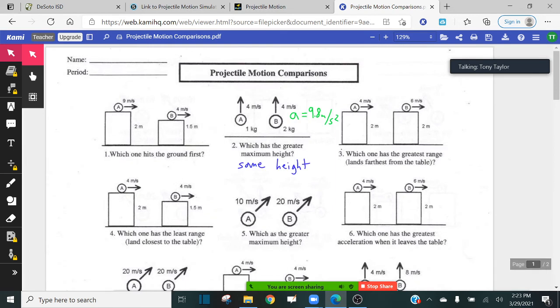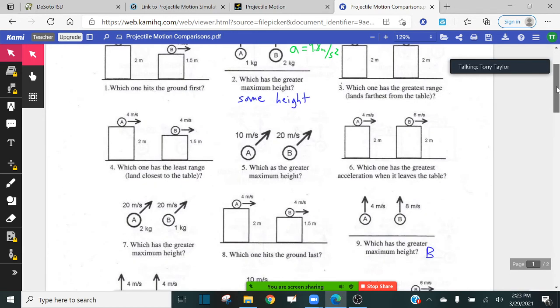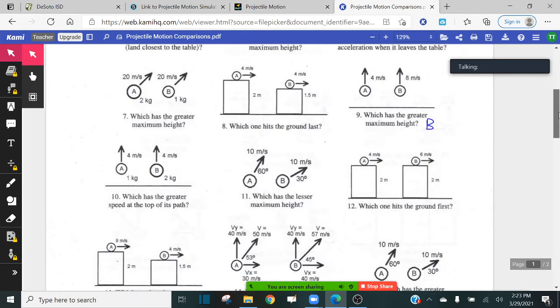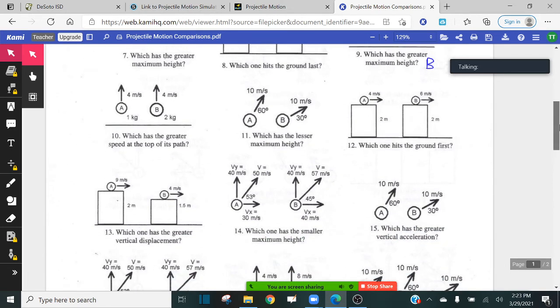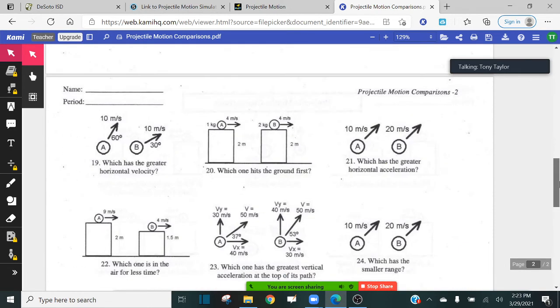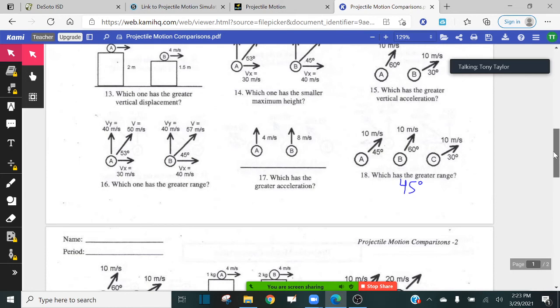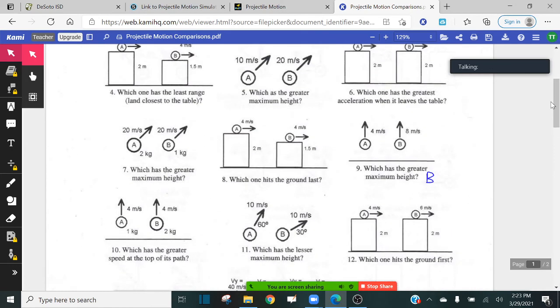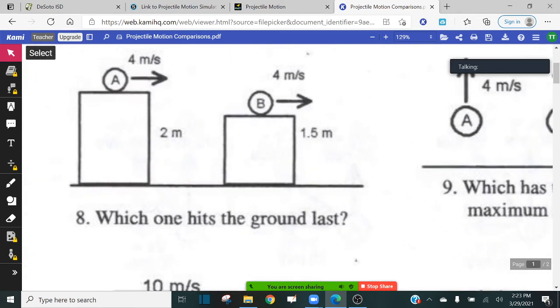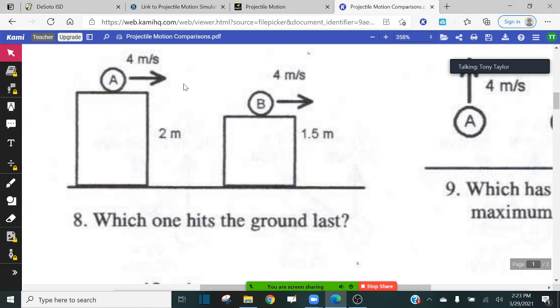Again, guys, I'm just going to do a few more. I'm not going to do all of these. I'm just going to do enough to where you get the point. Okay, let's look at number 8. So I have two balls launched with the exact same initial velocity. However, ball A is launched from a higher height than ball B. So which one hits the ground last? Ball A or ball B?